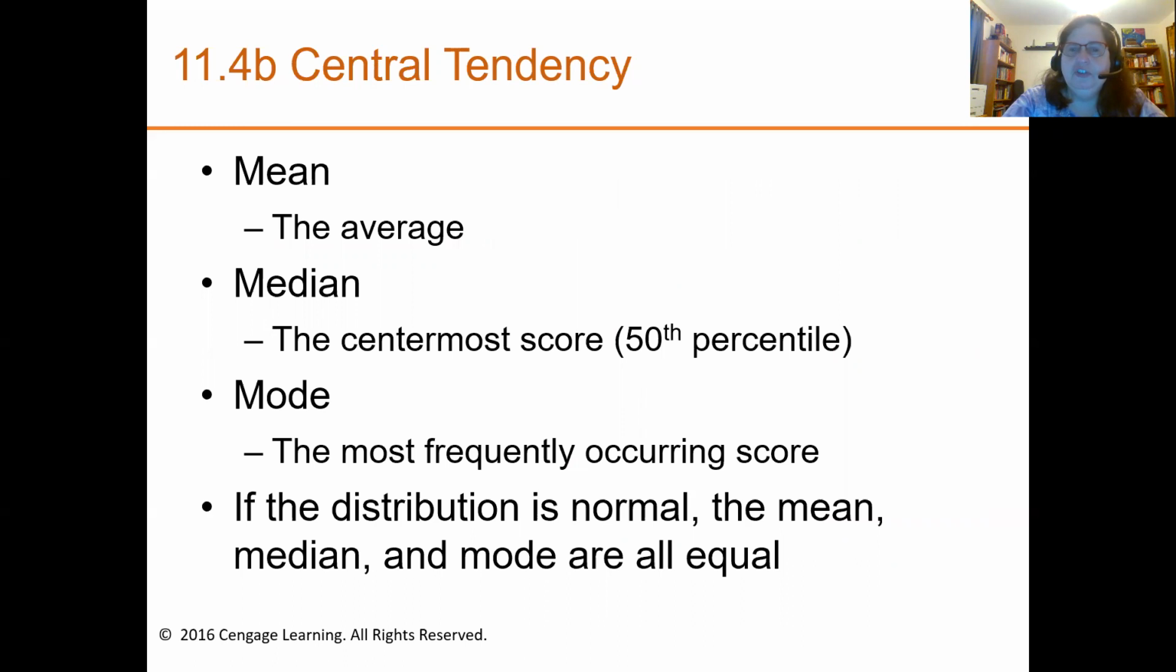Just getting the mean, the average, is very important, of course, unless you might need a median, if you're dealing with something that's not really distributed in a way that makes sense. In other words, if you have a big outlier, that's where the median comes in, the centermost or 50th percentile score. And the mode is often used with nominal data. And if the distribution is normal, the mean, median, and mode will essentially be all equal.